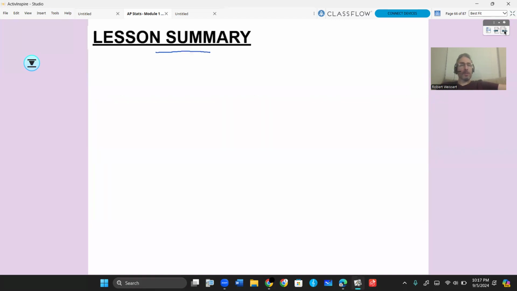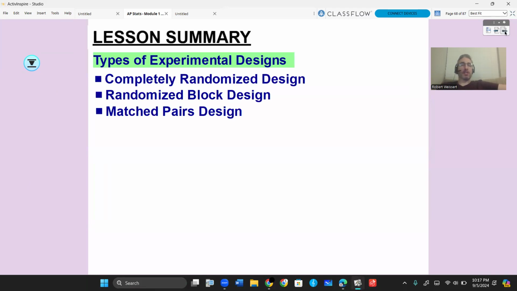All right, guys, that wraps up this lesson. Let's do a little quick summary. First thing is just know the types of experimental designs. From our last lesson, we have completely randomized design. And now we learned about 2 blocking designs, a randomized block design and a matched pairs.